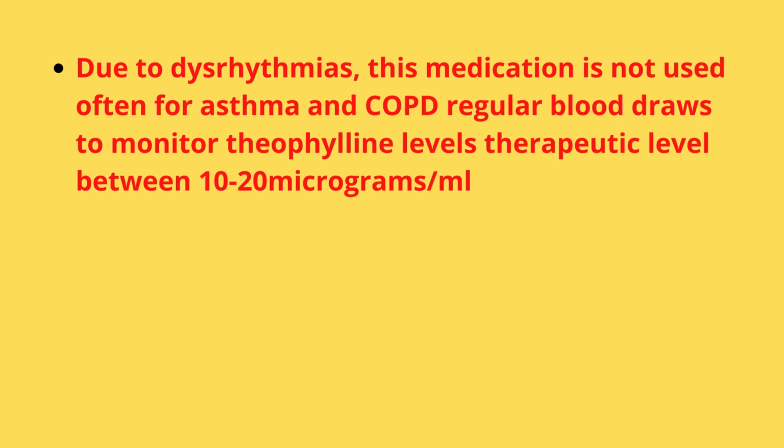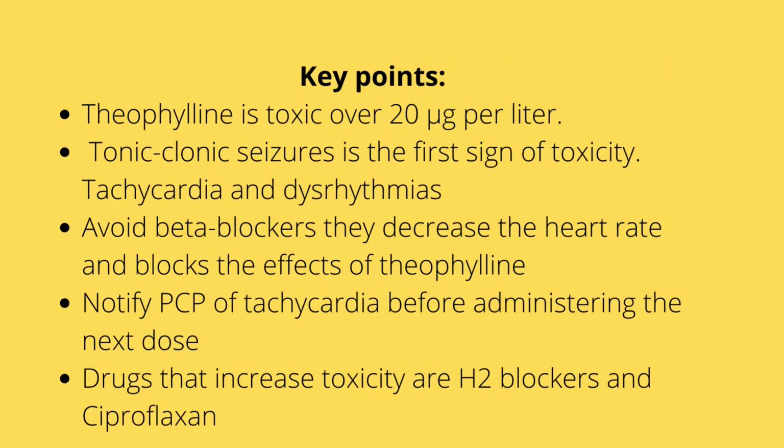And due to these dysrhythmia side effects, we regularly draw blood to monitor the theophylline therapeutic levels, and its levels are normally between 10 to 20 micrograms per milliliter. Some key points you need to know about theophylline include that it's toxic over 20 micrograms per milliliter. It causes tonic-clonic seizures. That is one of the first signs of its toxicity, and it is prone to tachycardia and dysrhythmias. So we also avoid beta blockers that decrease the heart rate since they block the effect of theophylline.